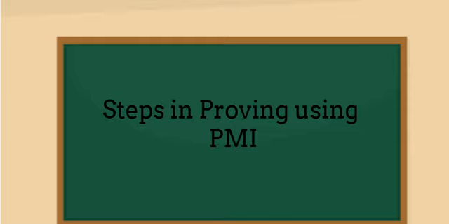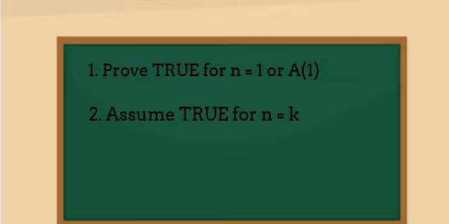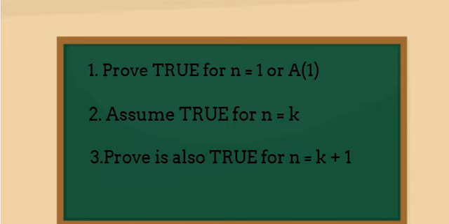Steps in proving using PMI. Prove true for n equals 1, or a1. Assume true for n equals k. Prove it is also true for n equals k plus 1.